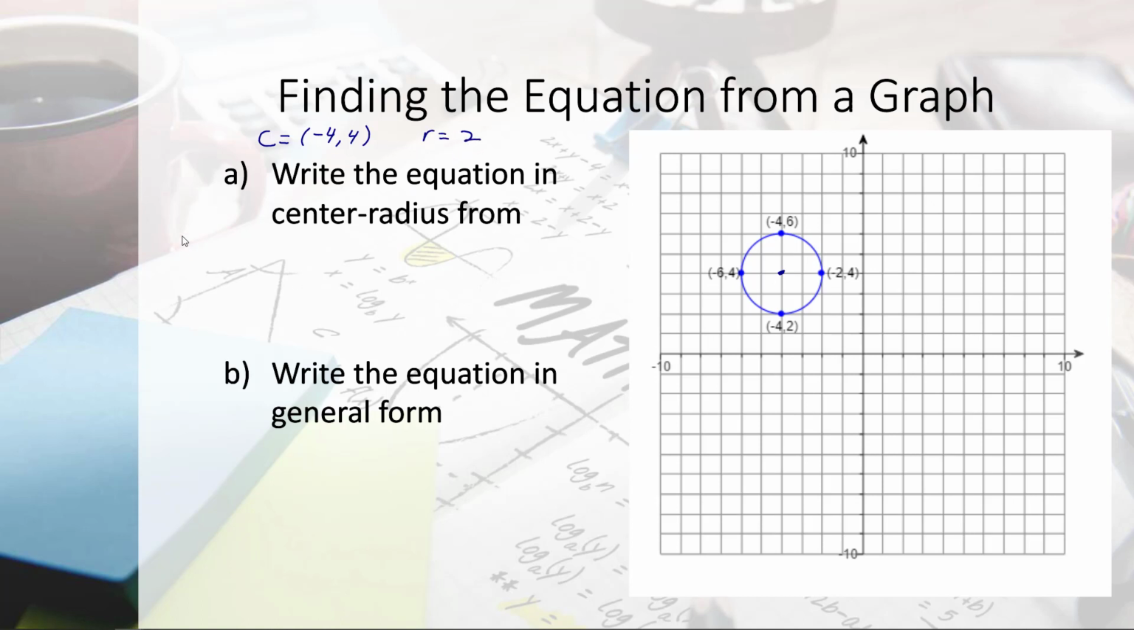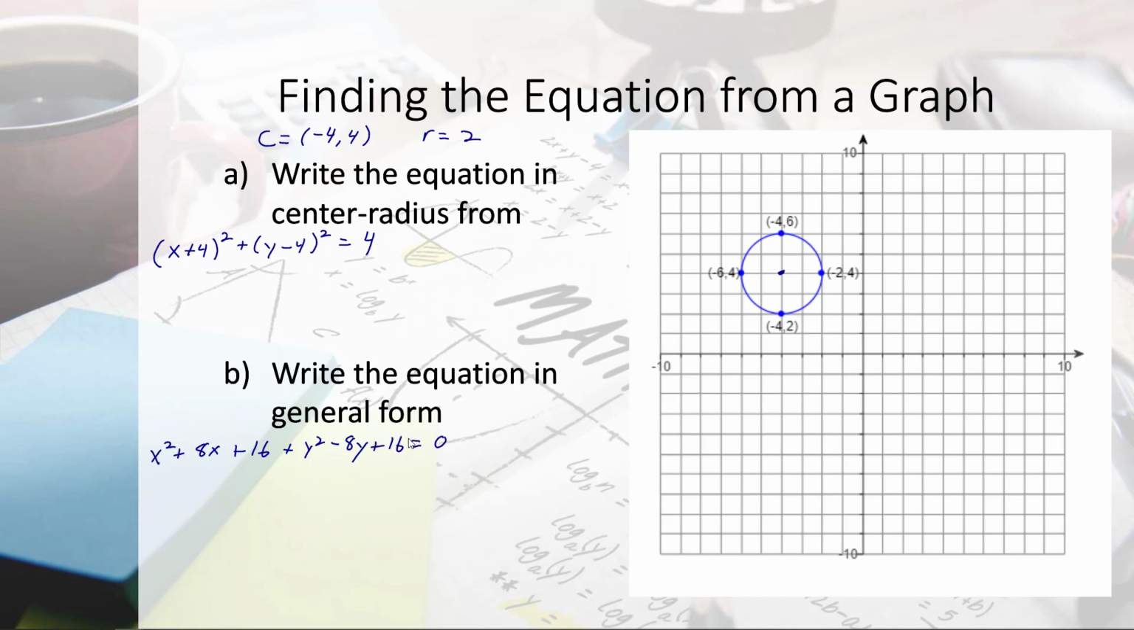So what is the circle in center radius form? It is going to be (x - (-4)), which is (x + 4), the entire thing squared, plus (y - 4) squared, and that's going to be equal to 2 squared, which by the way is 4. There it is in center radius form. How do we write this in general form? Well, we go ahead and expand both of these terms, and that will give us x squared plus 8x plus 16, plus, and now on this side, y squared minus 8y plus 16 is equal to 4.